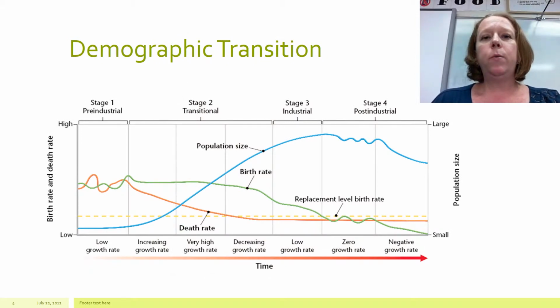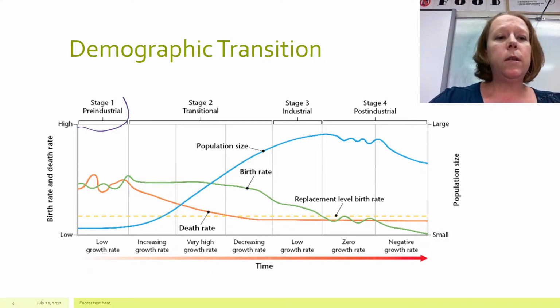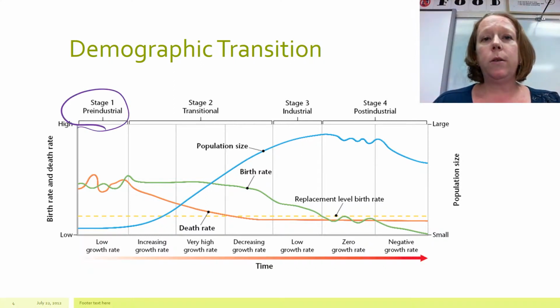So all countries move through something that's known as the demographic transition as they move from being a developing country to being developed. And we see very distinct patterns related to their population growth as they move through these different stages. So we start with stage one, which is called the pre-industrial stage. And at this point, as you can see in the graph, the birth rate and death rate are both high, and they fluctuate quite a bit.